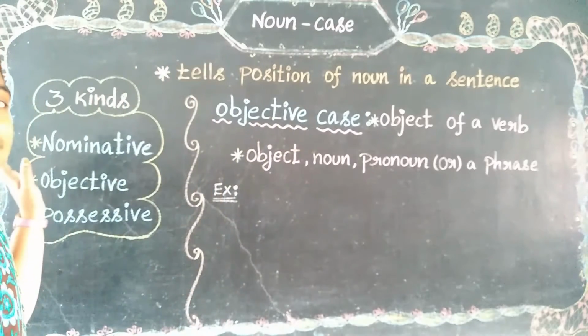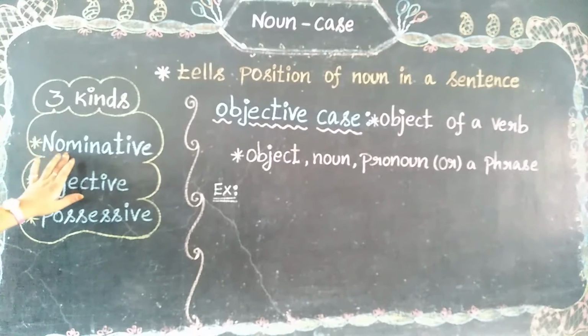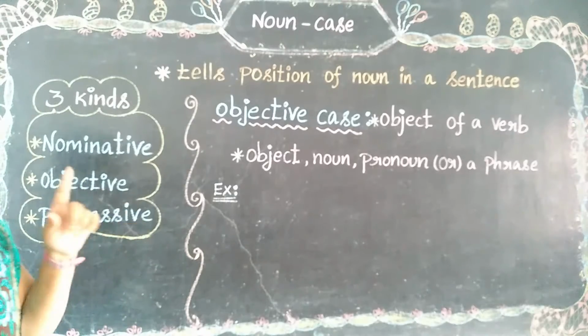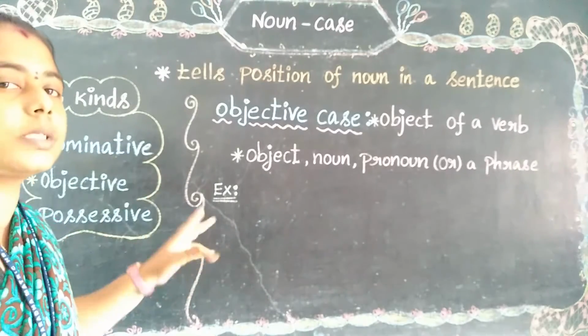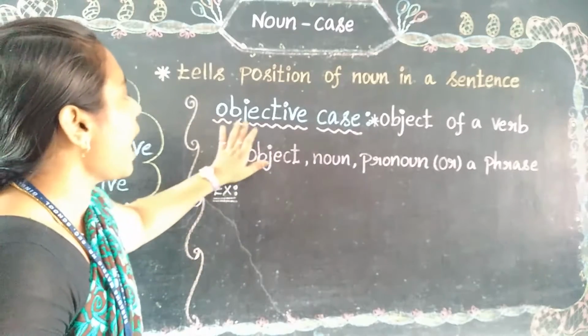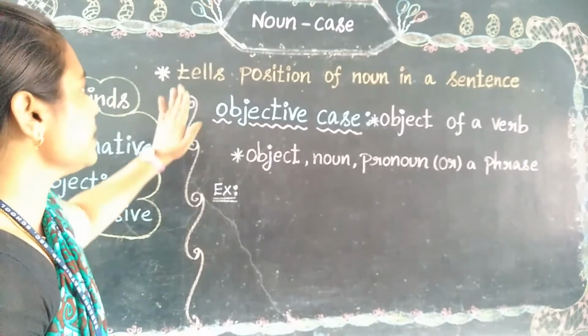So what are the cases? Let's recall. There are three kinds of cases: nominative case, objective case, and possessive case. In part 1 we learned about the nominative case. This is part 2, the second kind, the objective case. Before that, let's see the definition.